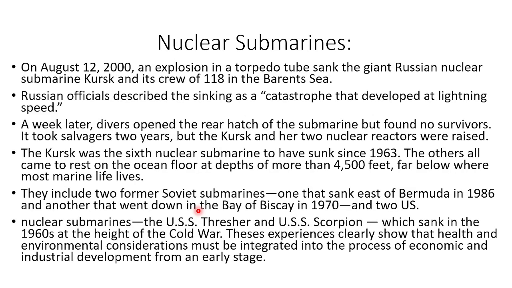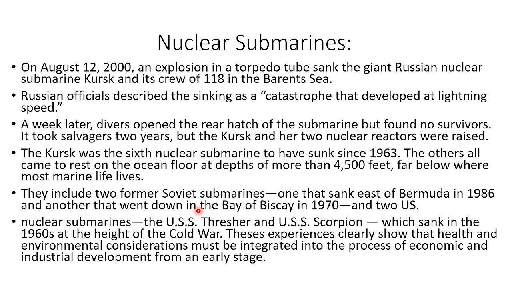Now the next one is about nuclear submarines. On August 12, 2000, an explosion in a torpedo tube sank the giant Russian nuclear submarine Kursk, and its crew of 118, in the Barents Sea. So what happened? The Russian official described the sinking as a catastrophe that developed at lightning speed.